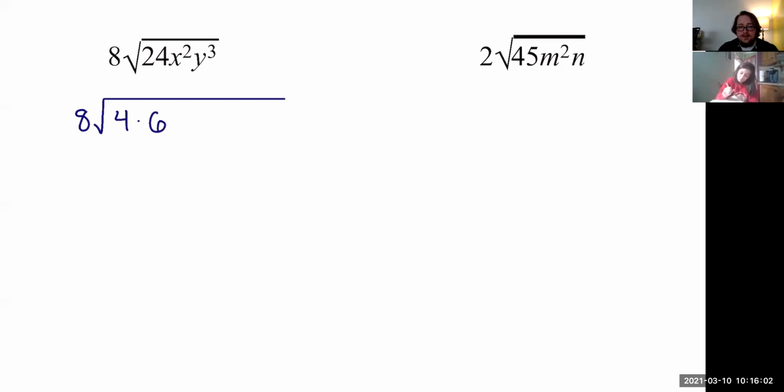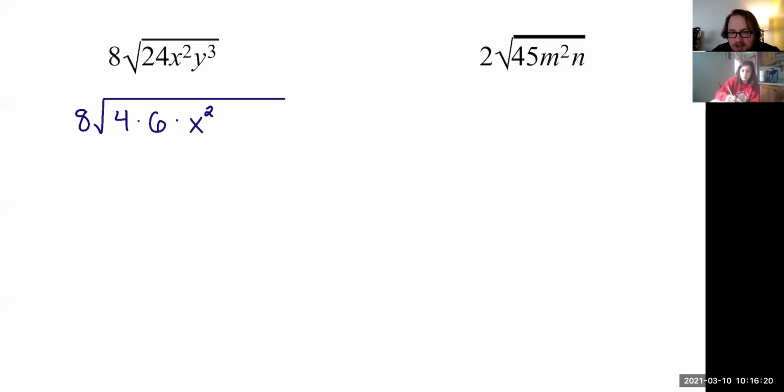Then we move on to the variables. X squared. Do I want to break that one down? No. Why not? Because it's already a perfect square. It's already a perfect square because it is literally being squared. So x squared is already a perfect square.